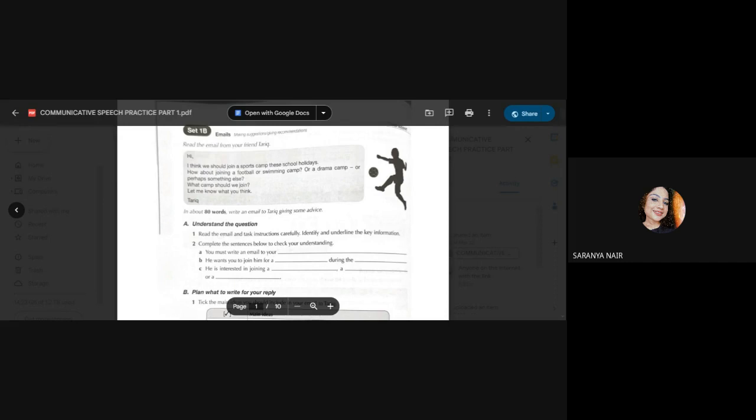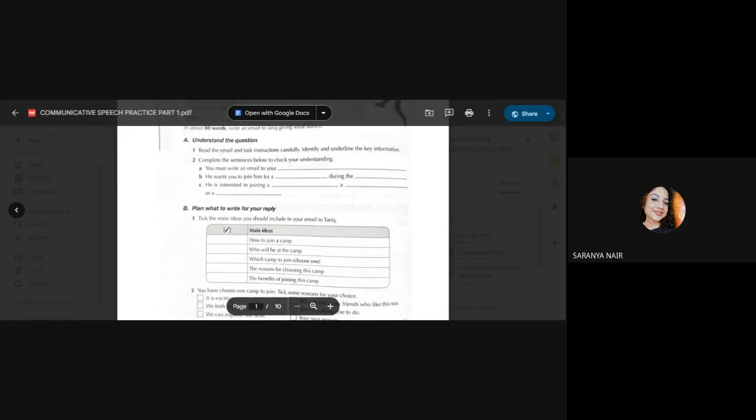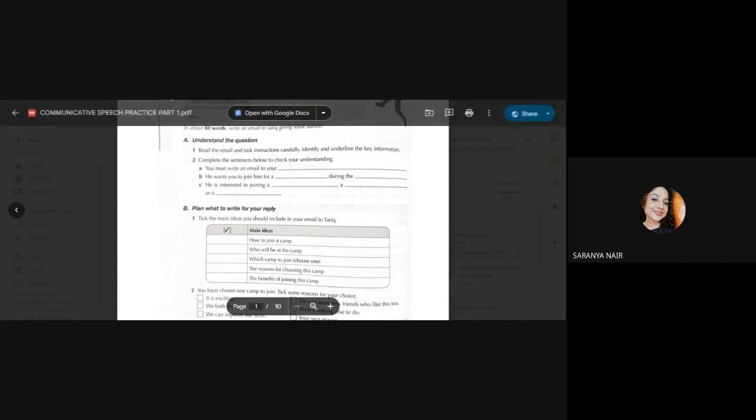If it's only 80 words, how much information can you include? You can only answer the questions that your friend Tariq is asking, right? Okay. How to join a camp? Do you have to write about that? Yes or no? No. You don't have to write about that, because he's not asking you how to join a camp. He's just asking you, should we join a camp?